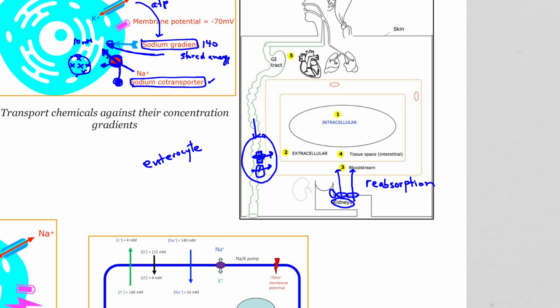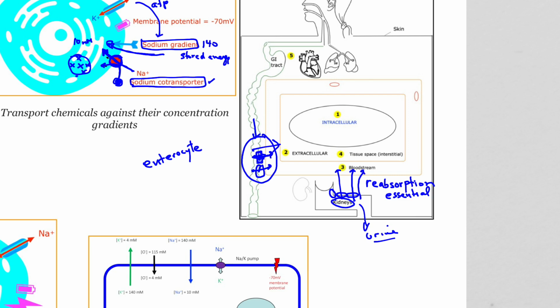Kidneys reabsorb because the chemicals were already absorbed once in the digestive system. Now we are reabsorbing essential chemicals. We don't want these chemicals to be lost into the urine, such as glucose, which is very essential because it provides energy. The amino acids are very essential. So essential chemicals are reabsorbed.